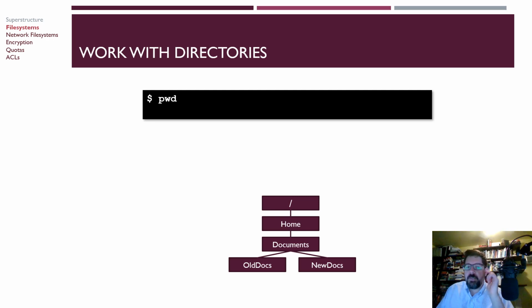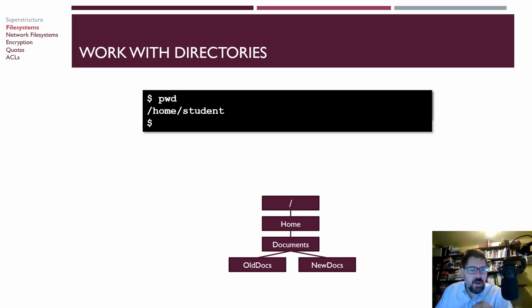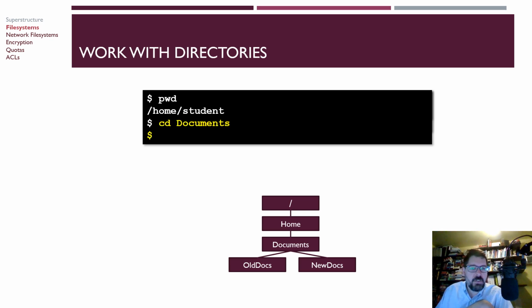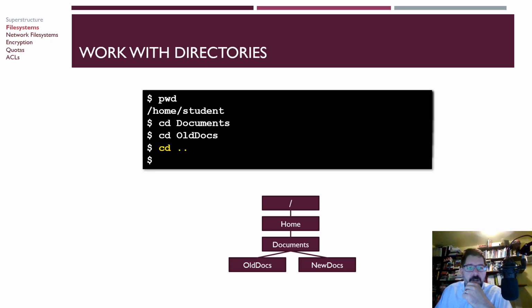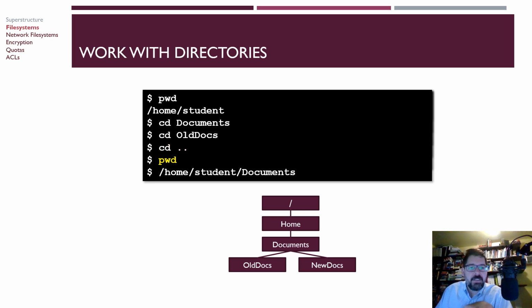So for example, if you want to find out what directory you're in, you're going to use the pwd command and it'll tell you what directory you're in. In my case, I'm in home student. I can change directory to, say, the documents folder, and then I can change directory to old docs, right? Which moves me down in that hierarchy to a different folder. If you use cd .. it'll take you back up, right? So if I do cd .. it's going to take me back up into documents, and I can use the pwd command to see where I am.